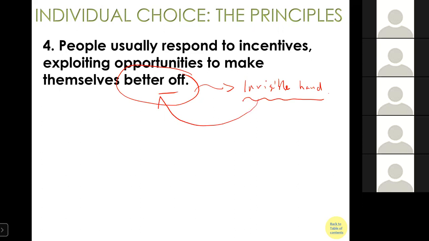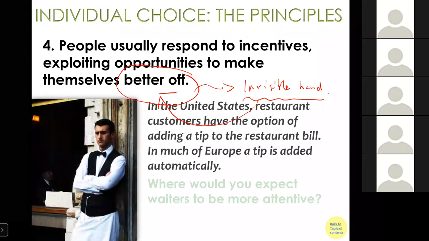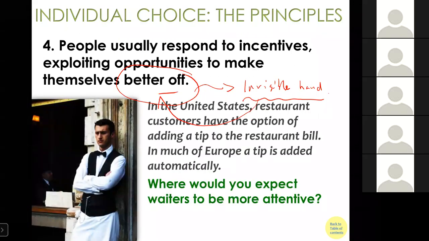What is the principle? Everybody is going to try to do their best to make themselves better off. The invisible hand uses this principle, and eventually guides the market towards equilibrium. Remember, equilibrium is a concept we did not discuss in the last class; it's coming up. Here we have an example of how people exploit opportunities to make themselves better off.